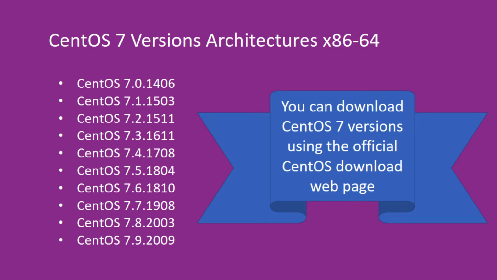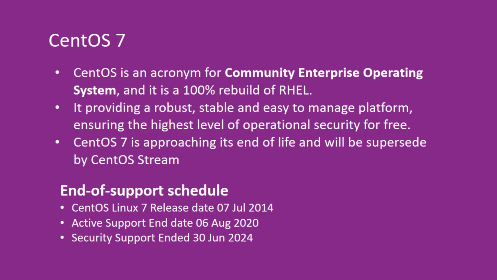CentOS 7 minor releases listed here. You can download the CentOS 7 version as per your requirement from the official website. The full form of CentOS is Community Enterprise Operating System. It provides a robust, stable, and easy to manage platform, ensuring the highest level of operational security for free.